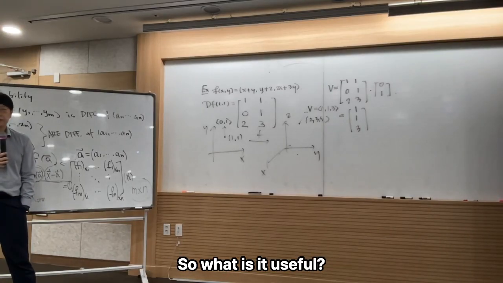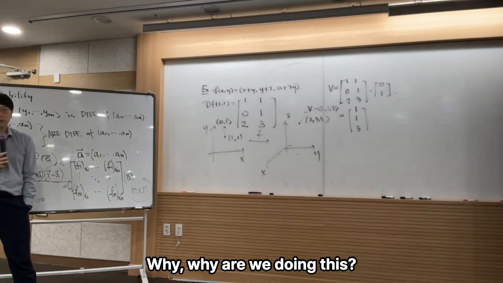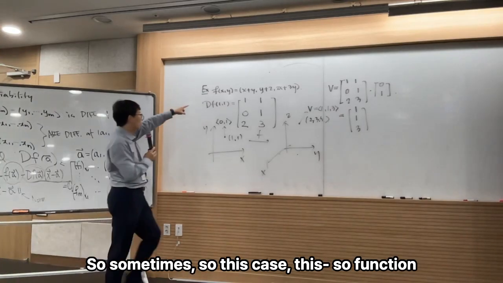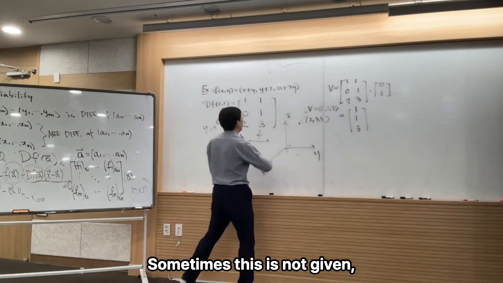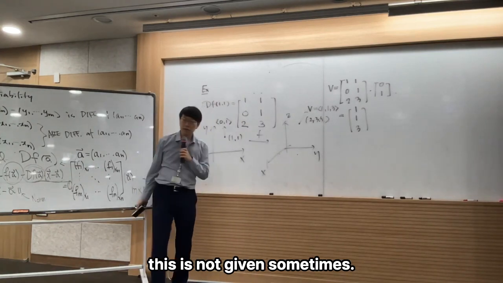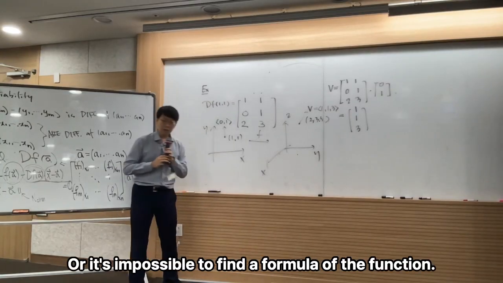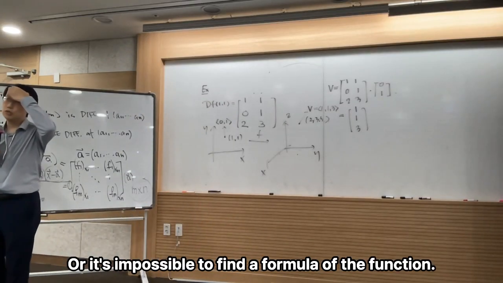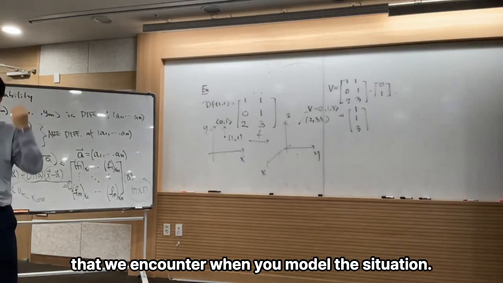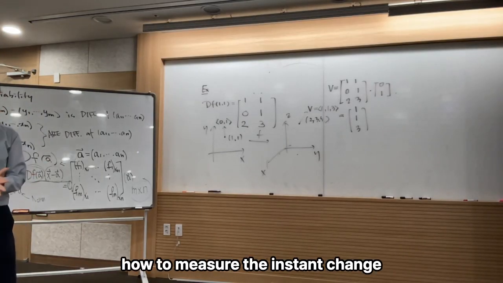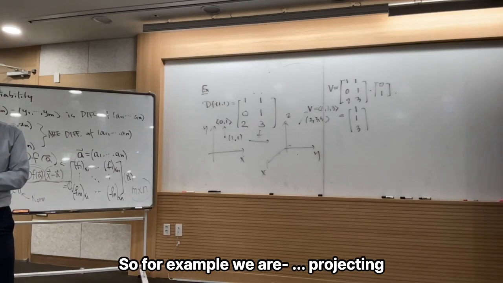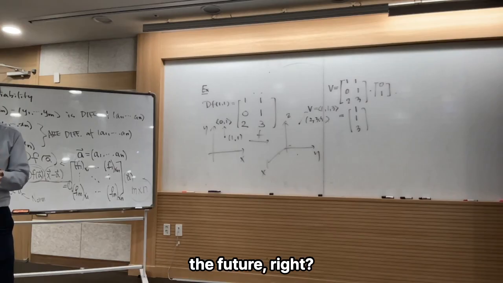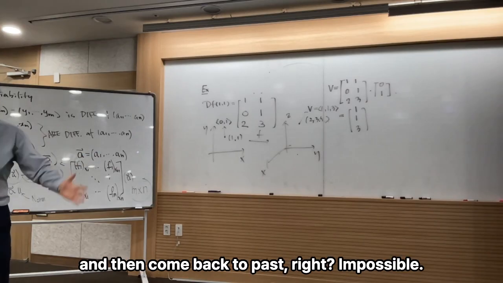Okay, so why is it useful? Why are we doing this? In this case, the function is so simple, you can just plug in the numbers and compute. Sometimes this is not given, or it's impossible to find the formula of the function. That's the most common situation that we encounter when you model a situation. We don't know the function, but we know how to measure the instant change of the function values. For example, we are projecting the future, right? You cannot just go to the future and then come back to the past, right?